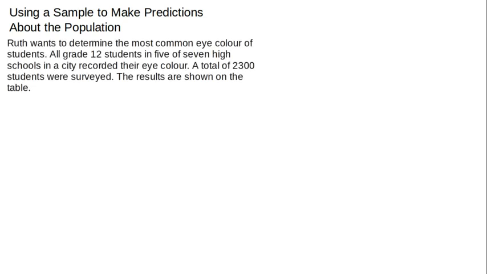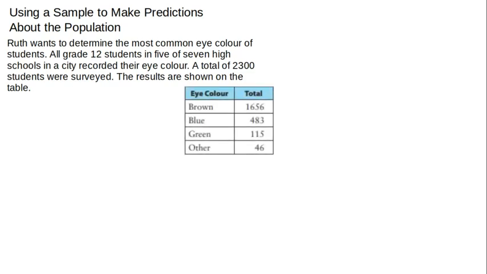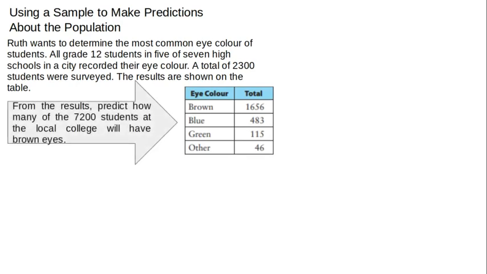Here's an example. Ruth wants to determine the most common eye color of students. All grade 12 students in 5 of 7 high schools in a city recorded their eye color. A total of 2,300 students were surveyed. The results are shown on the table. From the results, predict how many of the 7,200 students at the local college will have brown eyes.